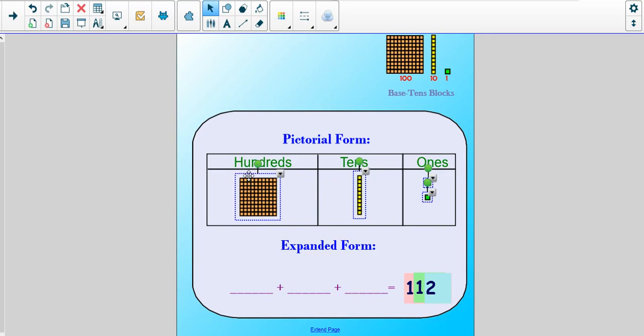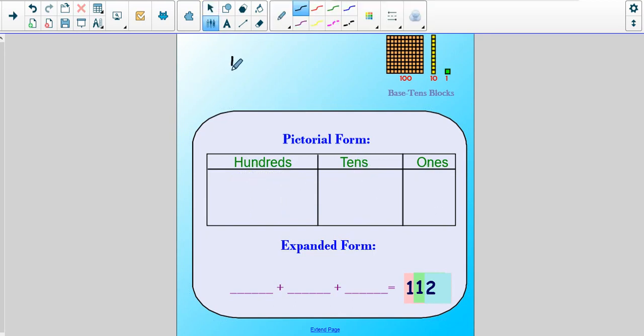The next step is we are going to represent the number 112 using pictorial form. There are 3 digits in 112. The first digit is in the hundreds place. The second digit is in the tens place. The last digit is in the ones place.